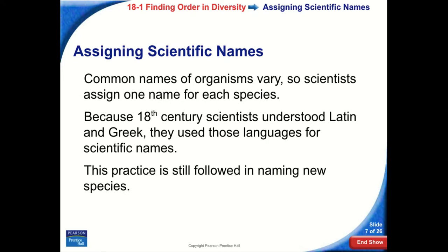And they assign scientific names so that everyone can understand the name of the species, right? Common names are going to vary by language. So scientists use scientific names so that it doesn't vary by language. And scientific names are based in Latin and Greek because that's when the 18th century scientists who understood Latin and Greek started all of this process. And so we still use that practice today of naming new species in Latin and Greek for the most part.